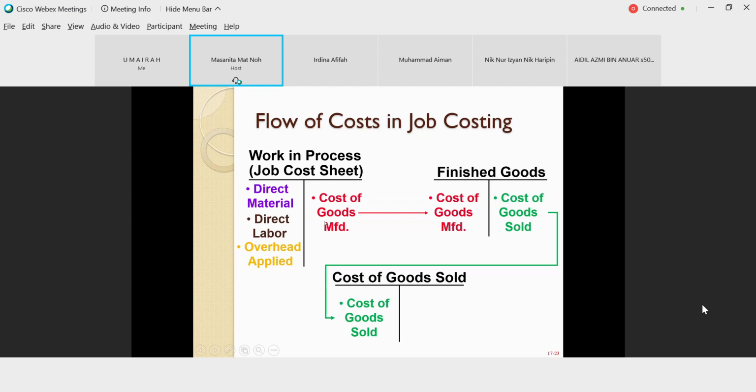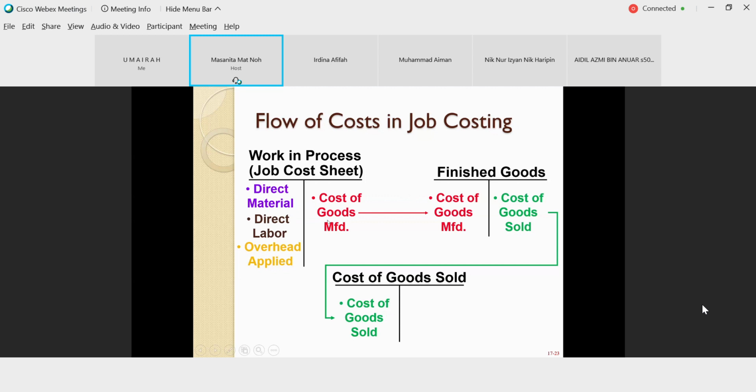Tapi daripada 600 ni, mungkin cuma 500 saja yang has been completed lah. Maksudnya dah cukup dah. So that 500 tu akan dikeluarkan daripada WIP. So WIP tinggal 100 je. Okay, so that 500 will be classified as finished goods. So dia akan debit dalam account finished goods, COGM, credit kan WIP. Right? So COGM duduk di dua account ya. Dalam finished goods it is a debit, dalam work in process it is credit.